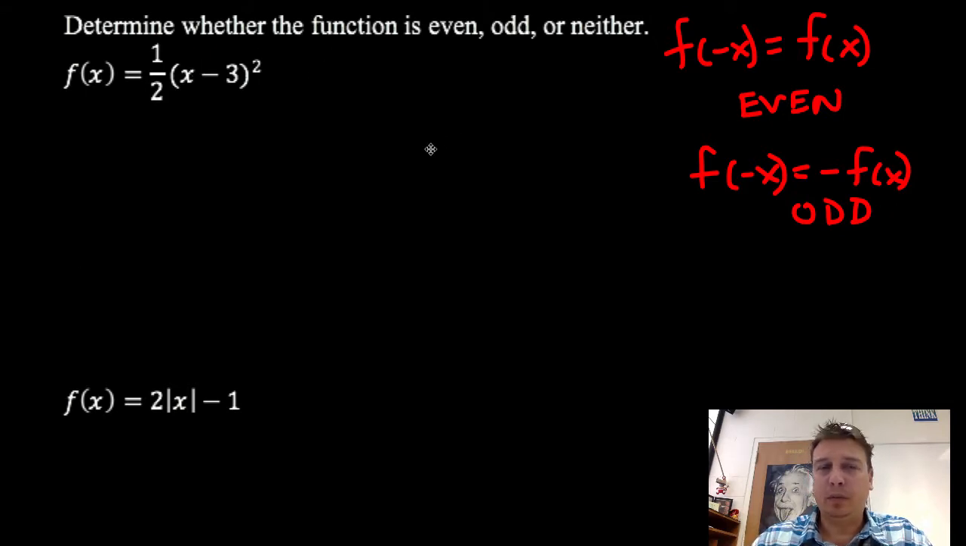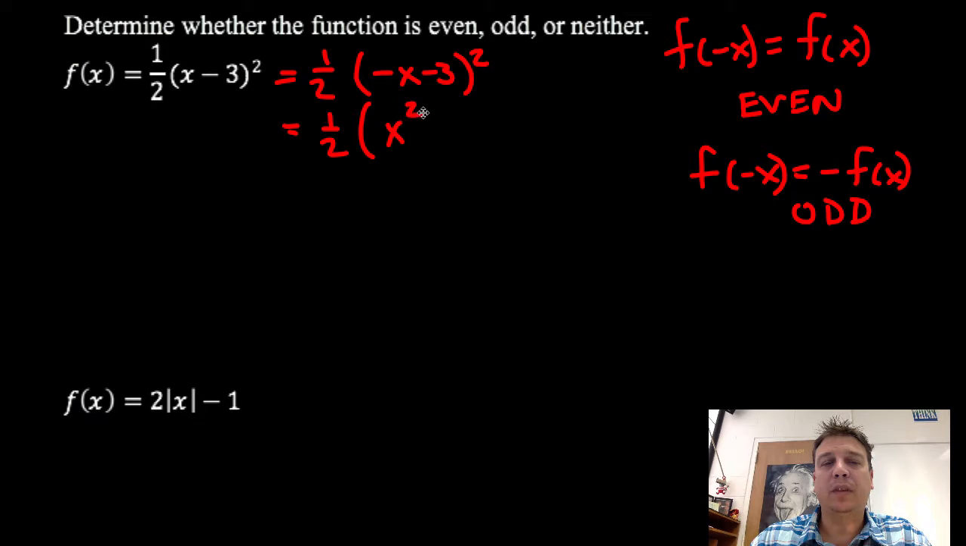Okay, let me find my marker. Here we are. So I have 1/2, and then I'm going to take negative x minus 3, square that. So I end up with 1/2. I square the first term, which gives me x squared. I take this times this, which gives me a positive 3x. I double it, so plus 6x. And then I square my last term. So this would be f of negative x.